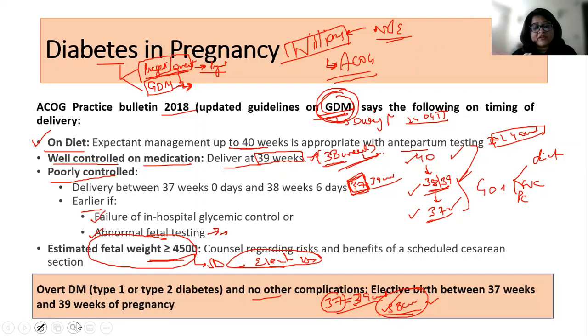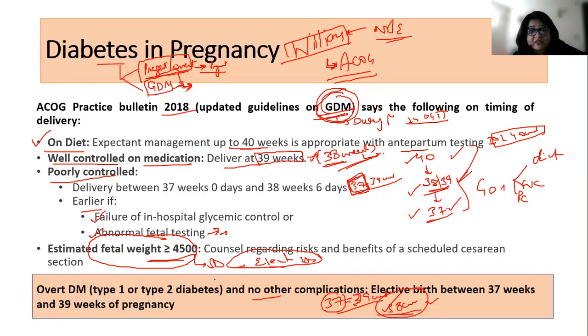And usually they won't give something very close. The answers will be pretty far apart, so usually that confusion or controversy should not arise. Nobody will ask you 37 and 38 both as options in overt diabetes. It will be either 36 or 38 or 40. It will be like that. So I hope this is clear. Let me see if anyone has any doubts.